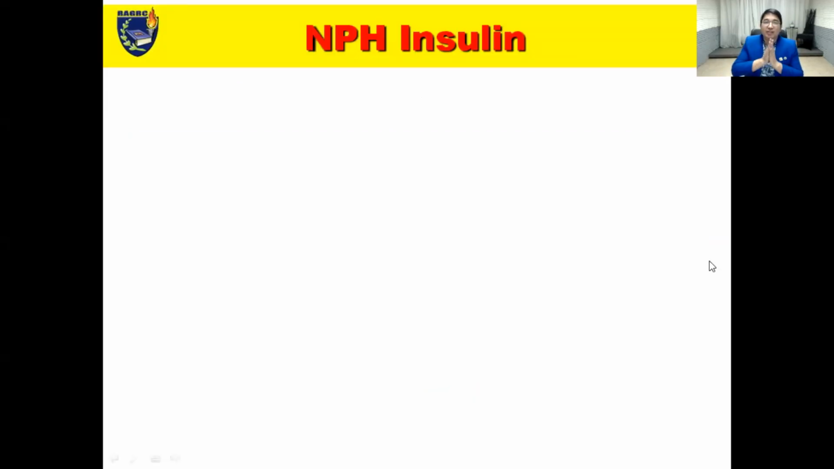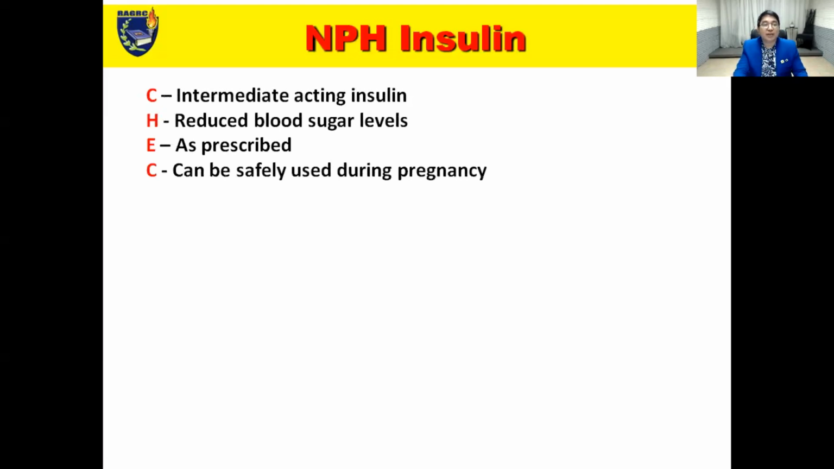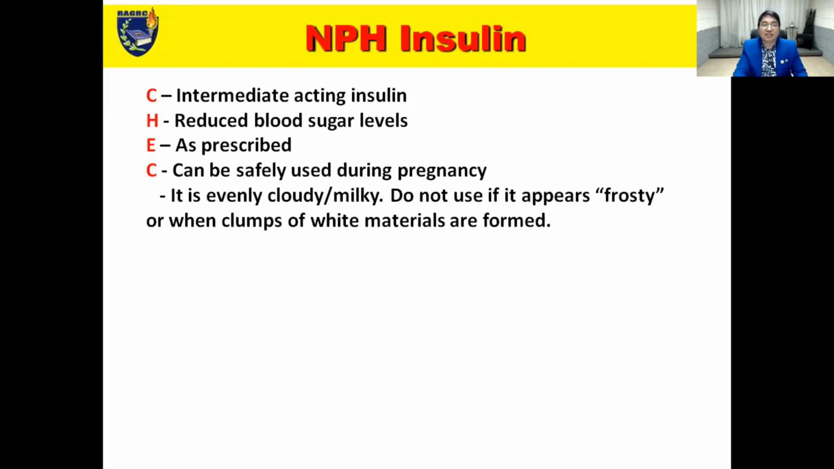Among the 3 intermediate acting insulins that we identified, let me highlight your NPH insulin using our check framework. So it's an intermediate acting insulin. The onset of action is within an hour. It is effective when you have reduced blood sugar levels to normal levels, given exactly as prescribed, because sometimes it's given in combination with a shorter acting insulin. It can be safely used during pregnancy, and it is evenly cloudy or milky. Do not use if it appears frosty or when clumps of white materials are formed.